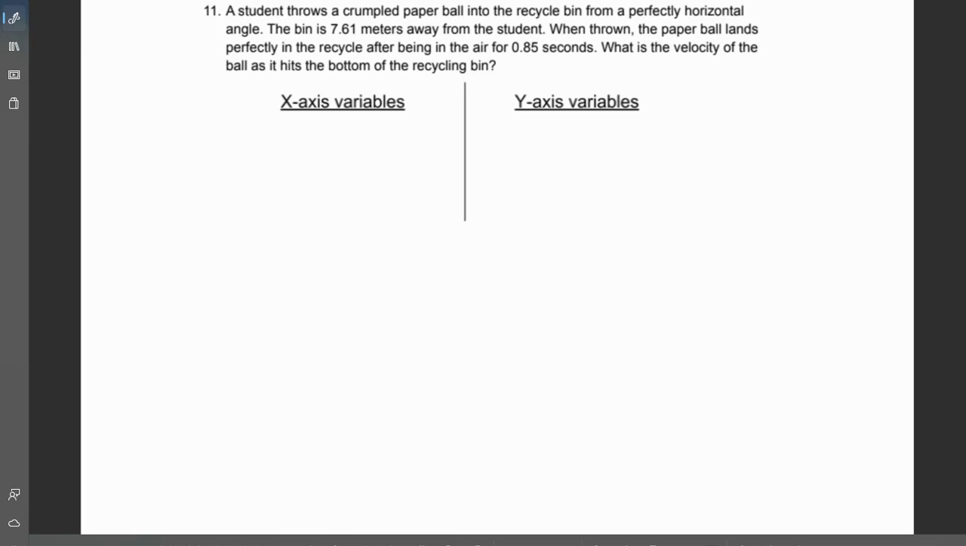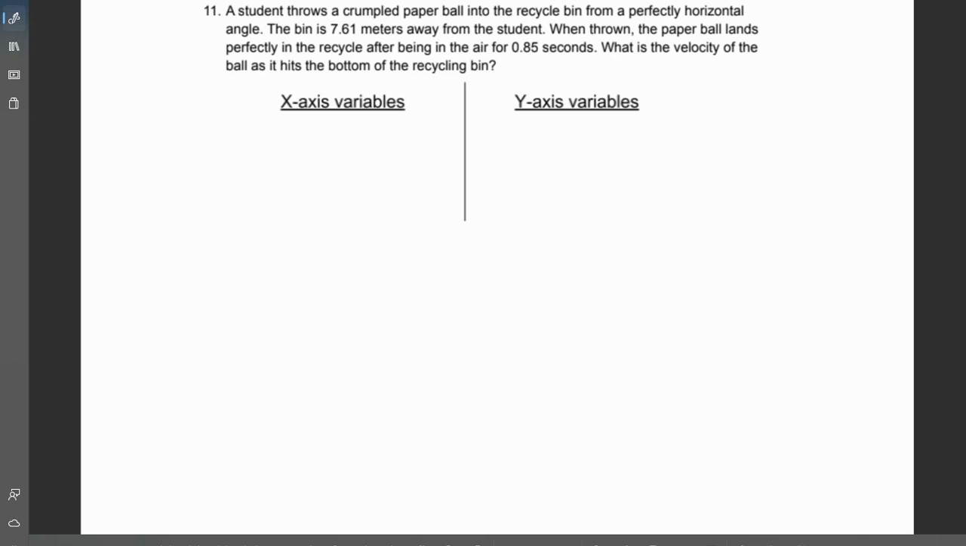I'm not going to solve the whole problem with you, just walk you through how to set it up and what to look for. Number 11, a student throws a crumpled paper ball into the recycle bin from a perfectly horizontal angle. The bin is 7.61 meters away from the student. When thrown, the paper ball lands perfectly in the recycle bin after being in the air for 0.85 seconds. What is the velocity of the ball as it hits the bottom of the recycling bin?